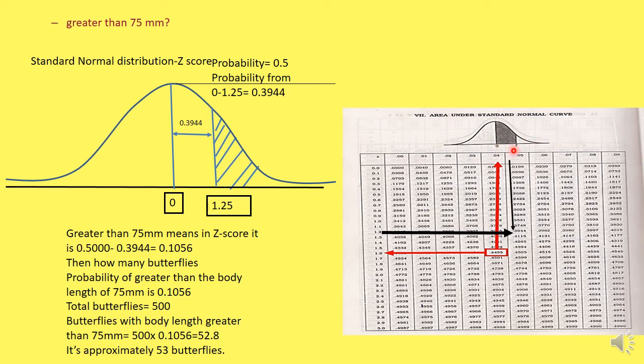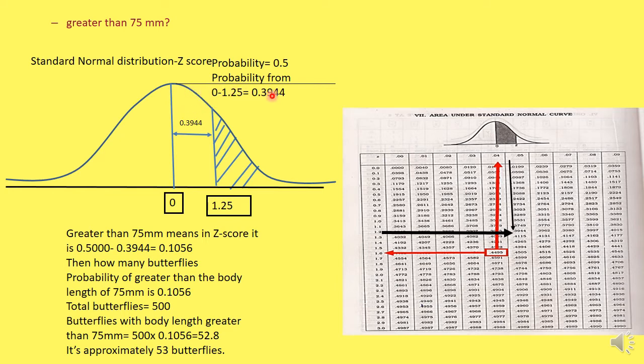For that you have to use this standard normal curve table. Then 1.2, you have to go to 1.2, and from here you get the 0.05. Then you are getting the answer 0.3944. So from 0 to 1.25 Z value, the area under the curve, or probability, is 0.3944. But you have to find above that.